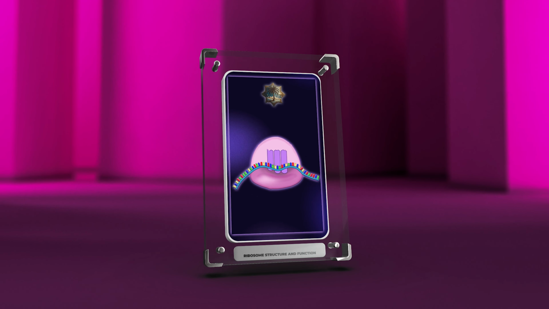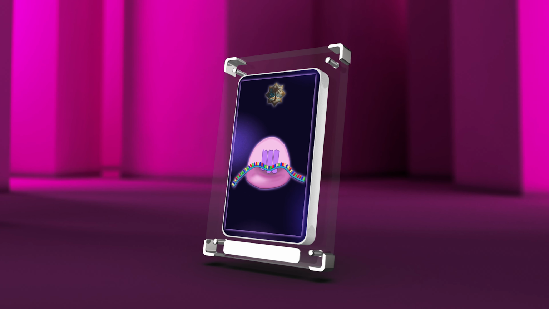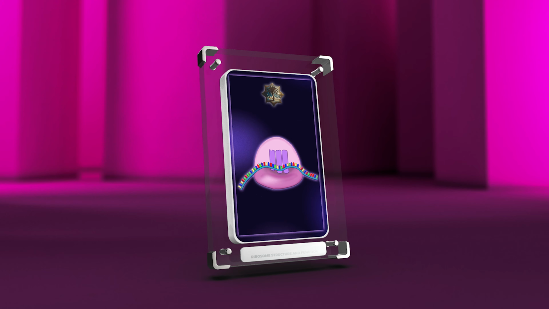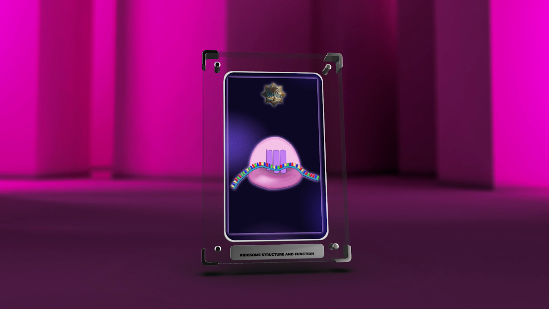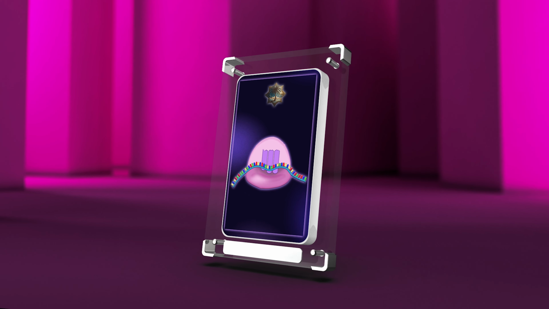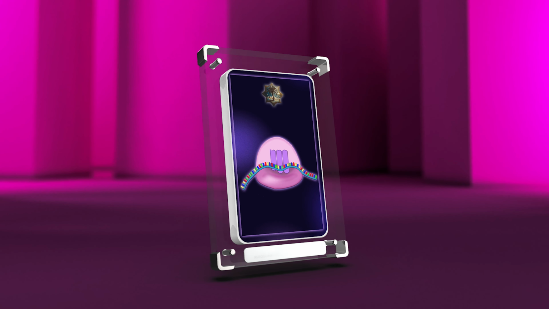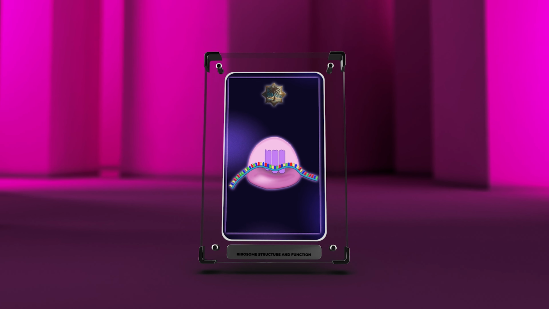In conclusion, our study of ribosomes has revealed their multifaceted role in cellular processes, from protein synthesis to intricate regulation and adaptation. This knowledge offers promising possibilities for medical interventions and combating antimicrobial resistance.